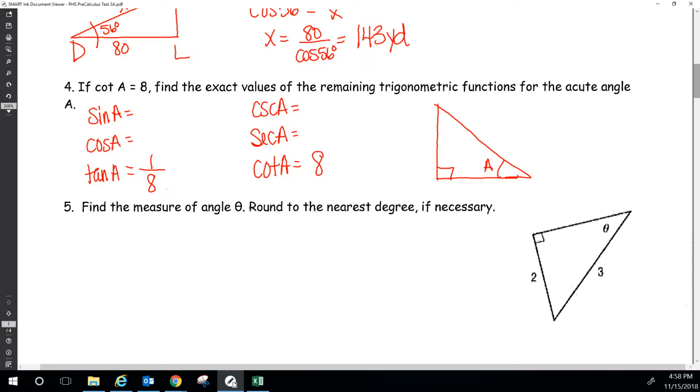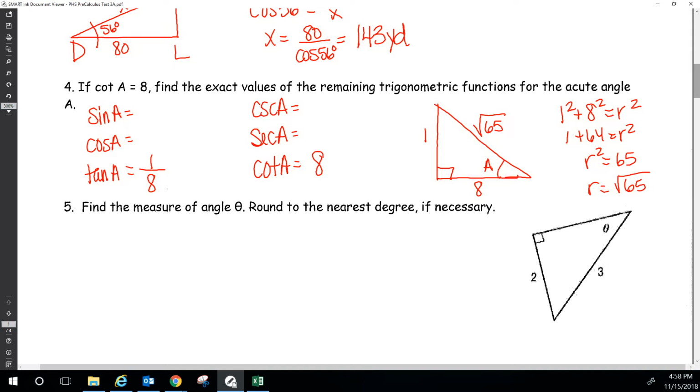So for angle A, tangent is opposite over adjacent, or 1 over 8. To find our hypotenuse, we'll use the Pythagorean theorem. So 1 squared plus 8 squared is equal to r squared. 1 squared plus 8 squared, that would be 1 plus 64. R squared is equal to 65. R then would be square root of 65. So my hypotenuse here is square root of 65. And now we can find the other four trig functions.